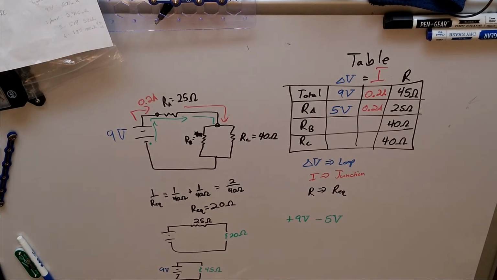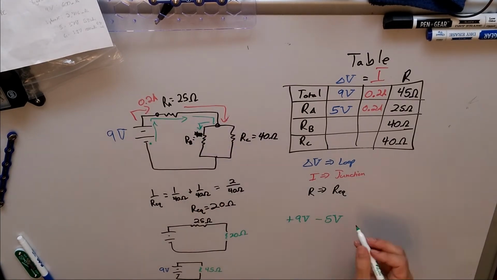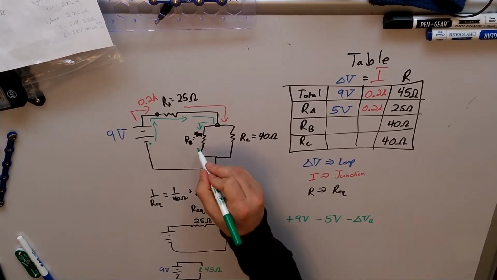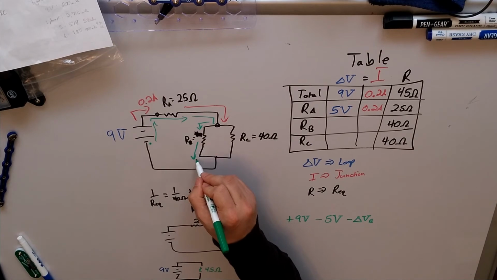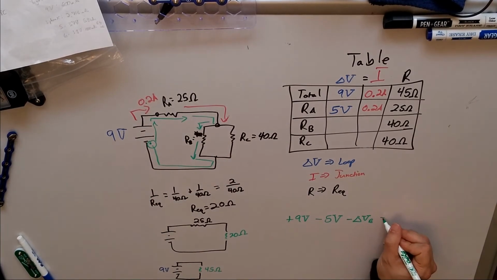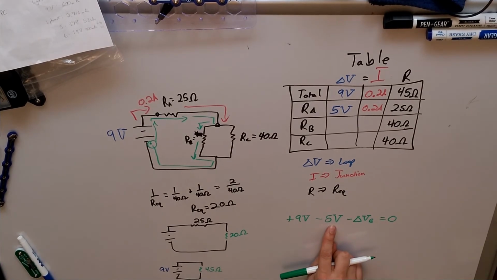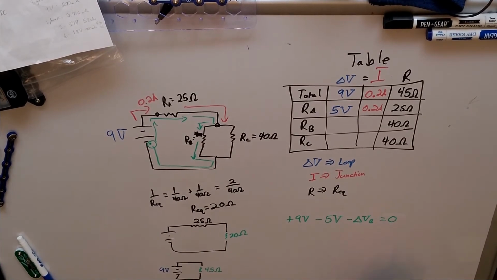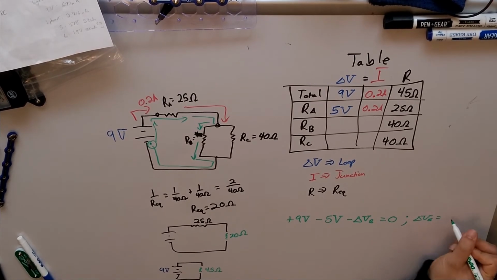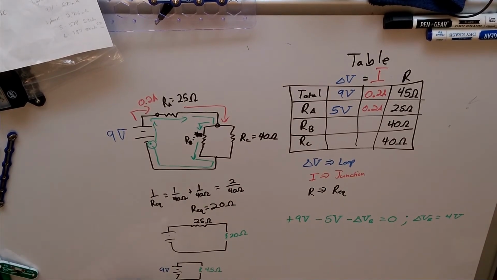Now here's where the loop rule comes in. I can choose one side. I'm going to choose to go over to B. I go across B, minus delta VB. I have no idea what that is, but that's okay. I keep going, and lo and behold, I end up back where I started, which means all of this must add to 0. 9 minus 5 is 4. Minus delta VB is 0, so we find delta VB must be equal to 4 volts by Kirchhoff's loop rule.